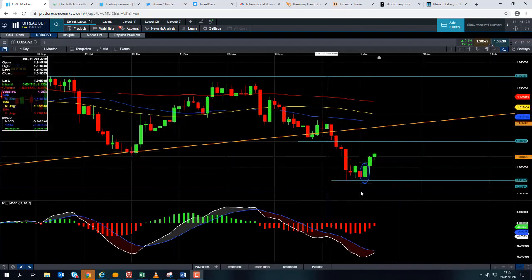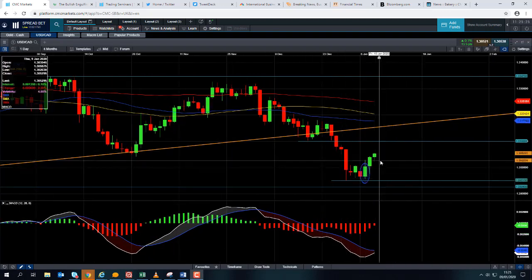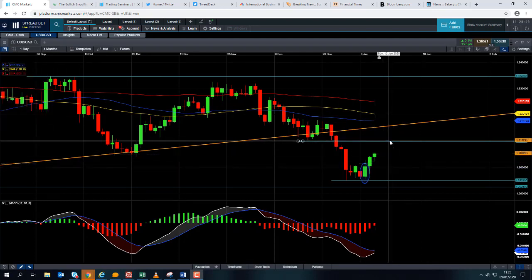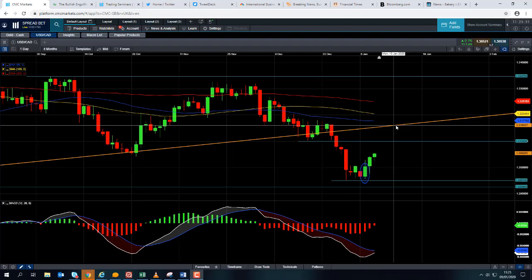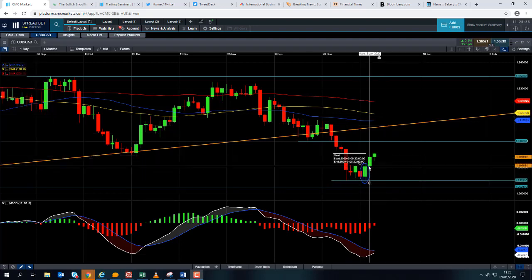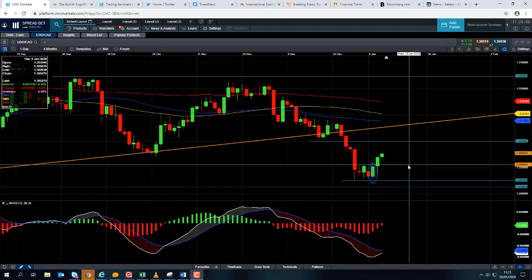And this video is just to talk about the possibility of the market potentially moving back up towards the 131 level, or perhaps even towards this trend line here. Or could it be a possibility that this is just a short-term bounce before the next move to the downside?